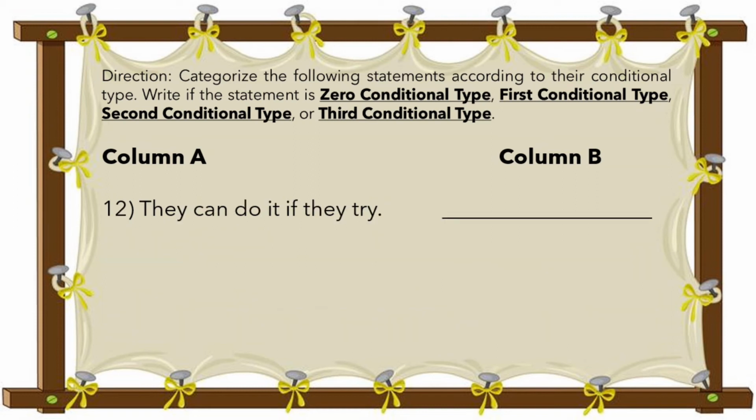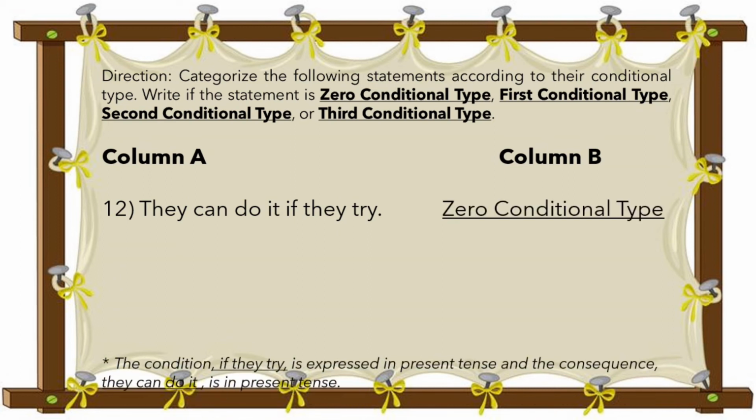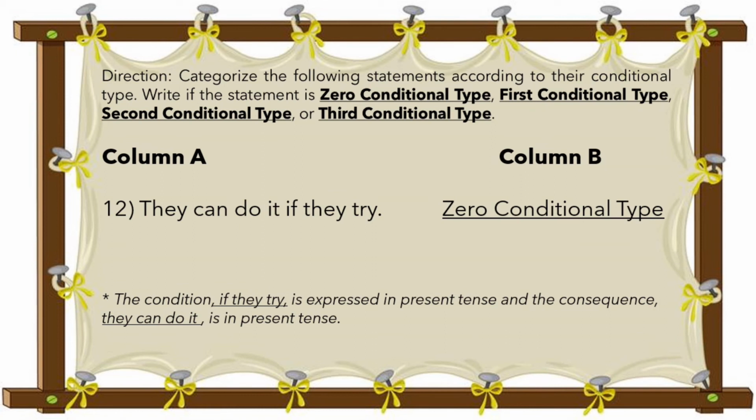12. They can do it if they try. What is your answer? Very good. It's zero conditional type because the condition if they try is expressed in present tense and the consequence they can do it is in present tense.